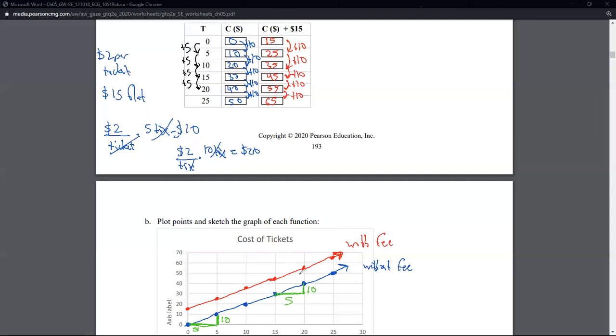If you do it on the red one, look at this. If I go right from here to here, that's going from 5 to 10, that distance is 5 long. And then up, I'm going from a height of 25 to 35, which is 10. These little right triangles are exactly the same each time. We're going right 5, up 10, right 5, up 10, right 5, up 10.